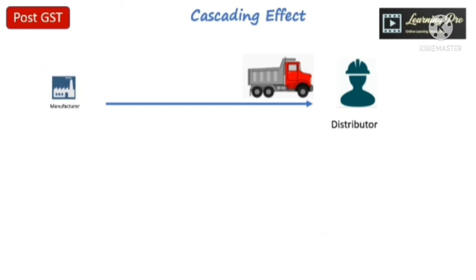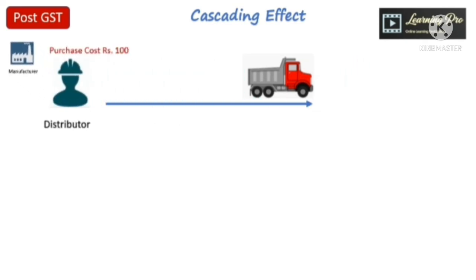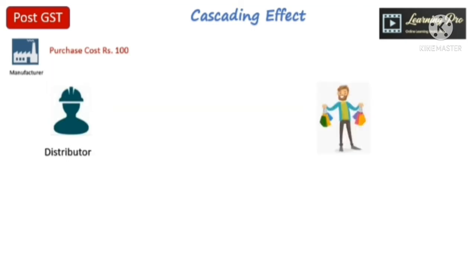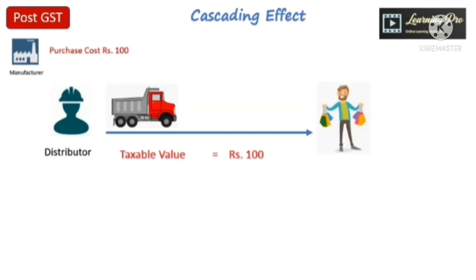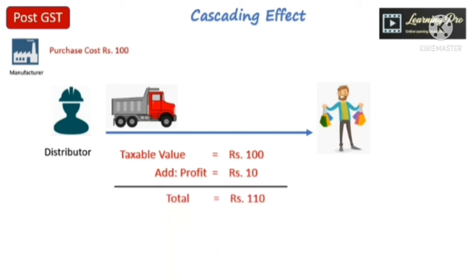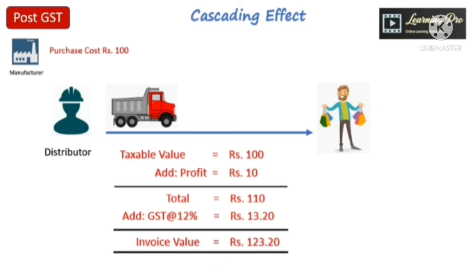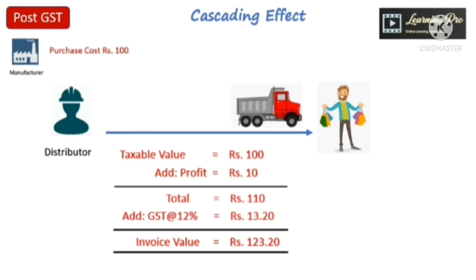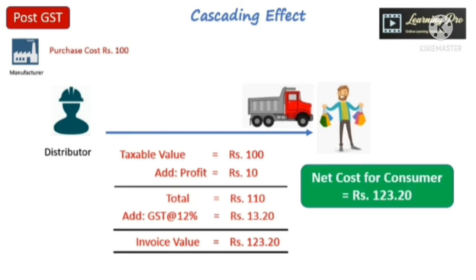Now the cost of purchase for the distributor in this case was rupees 100. The distributor is now going to sell these goods to consumers. The cost of purchase was rupees 100 because rupees 12 was allowed as input tax credit. Now some profit margin, say rupees 10, was added by the distributor. So it totals rupees 110. 12% GST is added and the final price for the consumer is 123. So after GST implementation, the net cost of purchase for the consumer is 123.